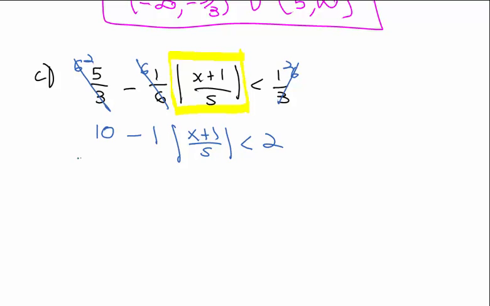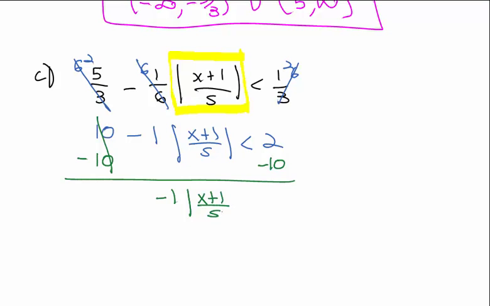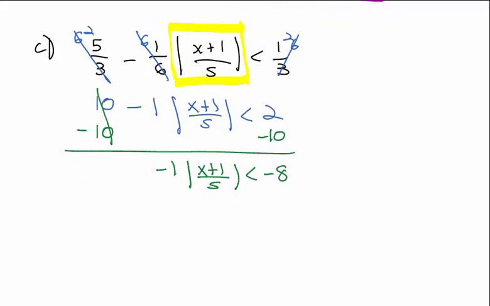Still working on getting the absolute value alone. We have to subtract the 10 from both sides, because we cannot subtract the 1 and combine because those are not like terms. So we have negative 1, absolute value of x plus 1 over 5 is less than negative 8. Divide both sides by the negative 1 because we can't distribute it. And when we divide by a negative, the inequality is going to flip over. So we have the absolute value of x plus 1 over 5 is now greater than positive 8.